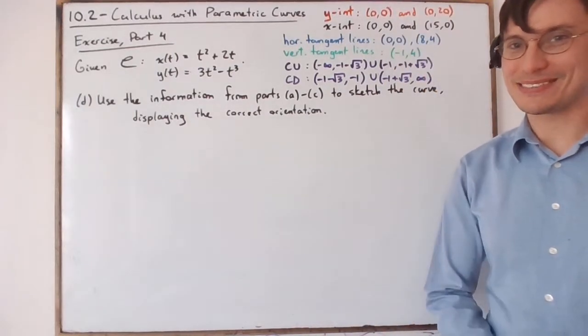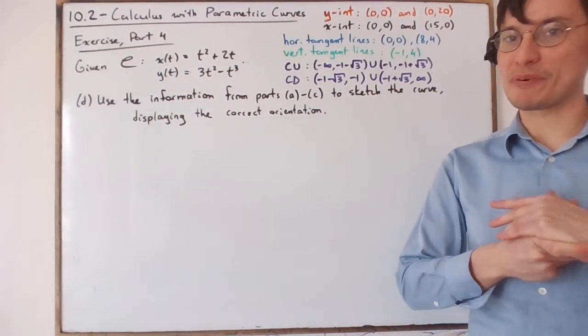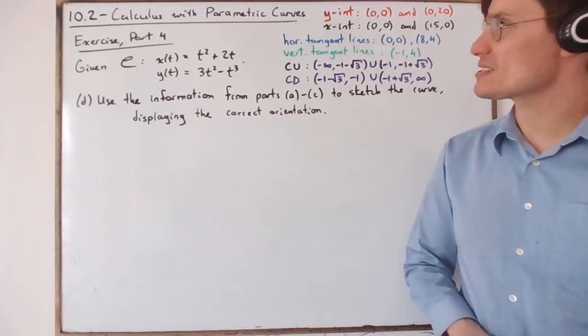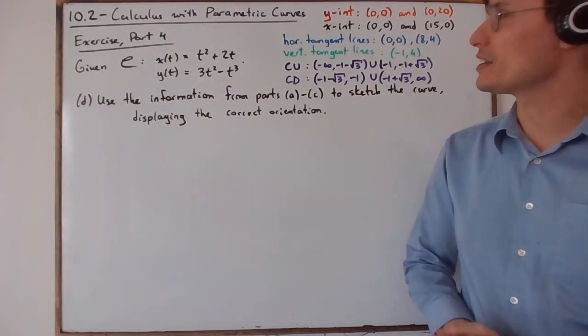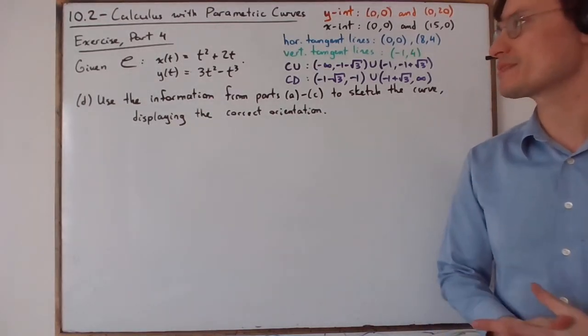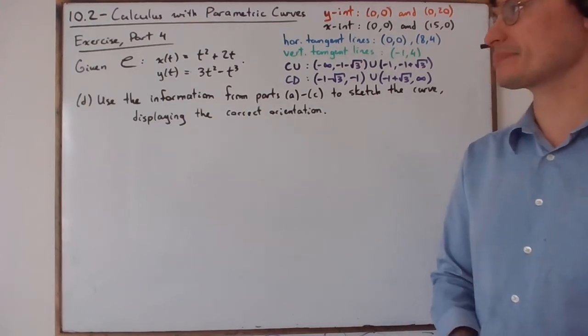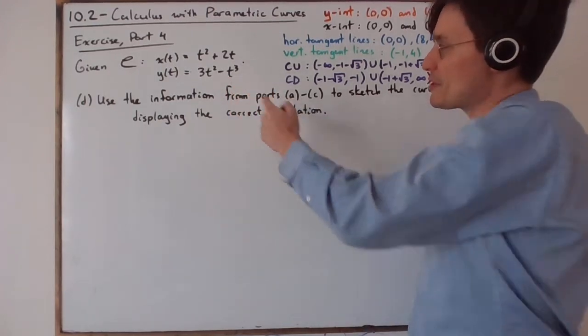Hi Calculus 3 students. This is part number 4 of the exercise on calculus with parametric curves, the end of the section exercise. We are given the same curve as before.